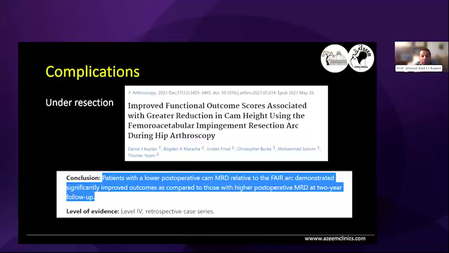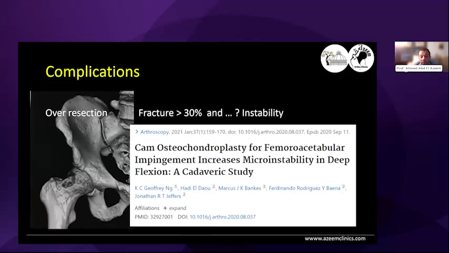So what's the complication? The most commonly encountered complication is under resection, and it has been reported that the patient will have a lower outcome if you under resect the cam. Over resection is another problem, and it could lead to a fracture. However, this is not commonly encountered, and there is an inquiry now about doing too much resection until reaching an instability. Instability comes from over resection or over capsulotomy and over resection of the head.